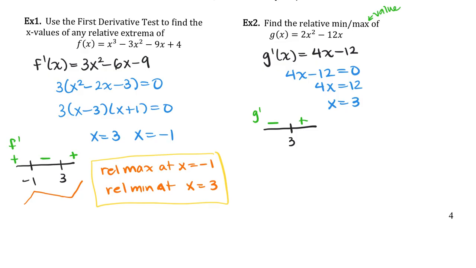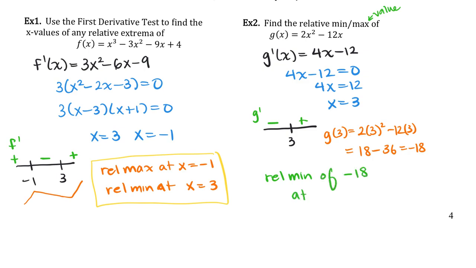They want the actual value at 3 though. So I need to plug 3 in the original function to figure out what g of 3 is. And I'm plugging it in the original function to figure out the actual value. What is that? 2 times 9, 18 minus 36 is negative 18. Okay, now I'm going to answer the question. Find the relative, in this case it's a minimum because we determined that. So there's a relative minimum. The value is negative 18, and that occurs at x equals 3.